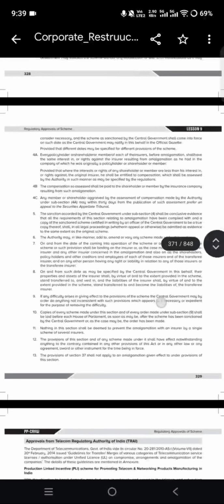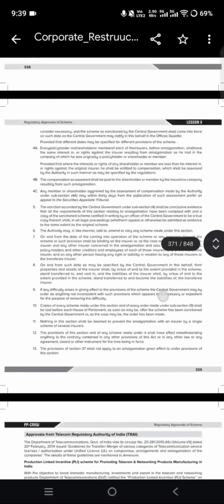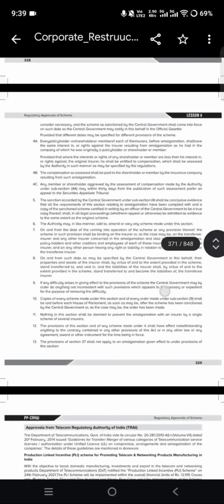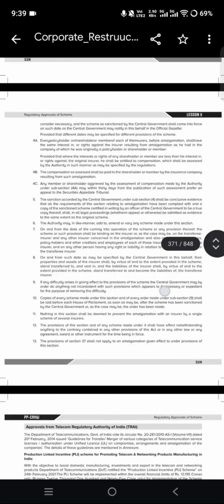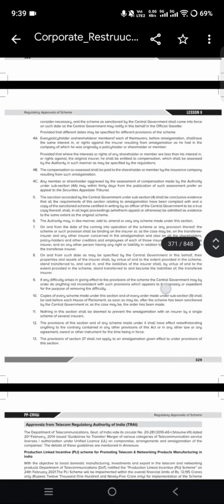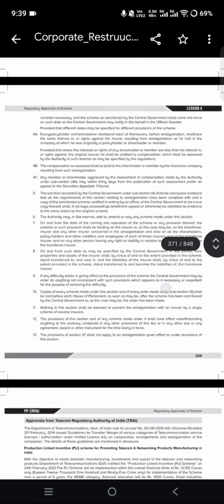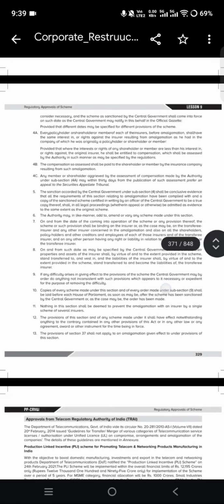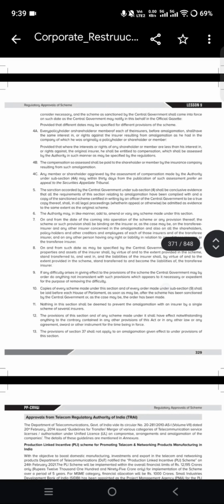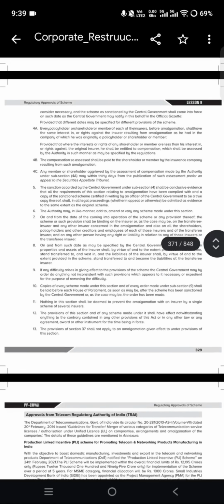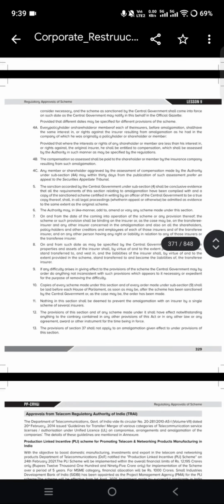The compensation so assessed shall be paid to the shareholder or member by the insurance company resulting from such amalgamation, because there is a defaulted right. If any member or shareholder is not agreed with the assessment of the compensation, means they expected 50 lakhs but the bank gave only 5 lakhs, they may within 30 days from the publication of such assessment prefer an appeal to SAT.